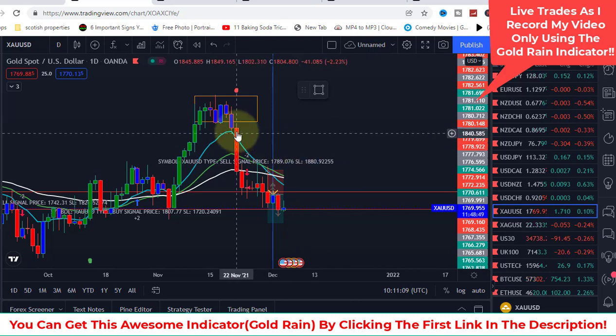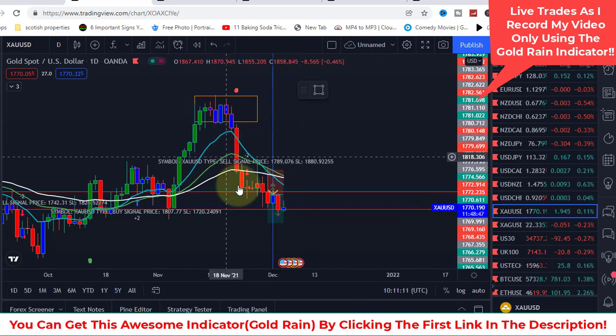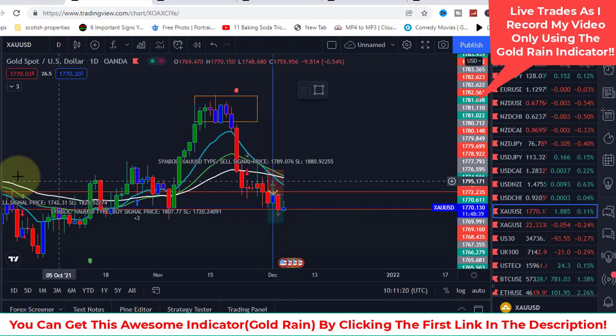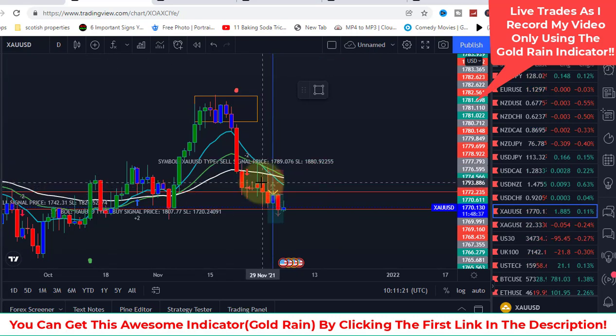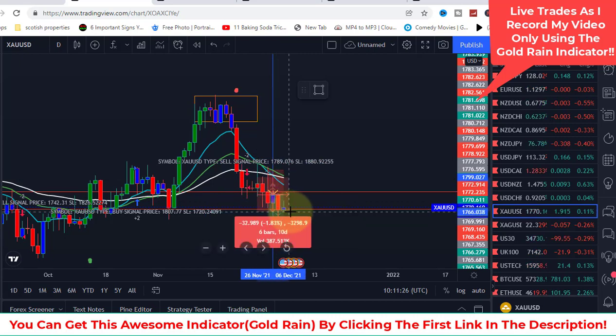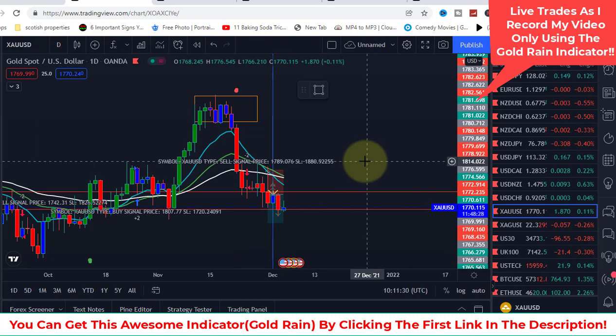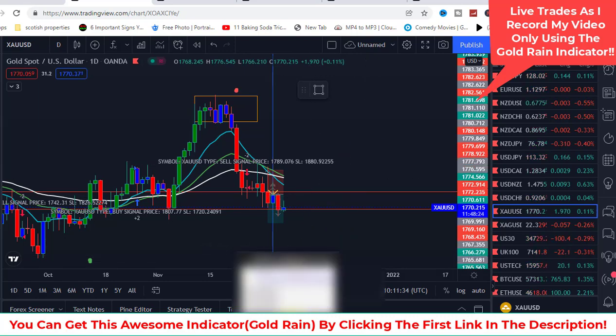So in this case, if I would have entered over here, obviously I would catch more pips. But when I opened the trade it was 26. So from 26 all the way to here, I caught, let's say even here, around 300 pips, 350 pips, which is more than enough to make me millions, especially if I go with these lot sizes, guys.